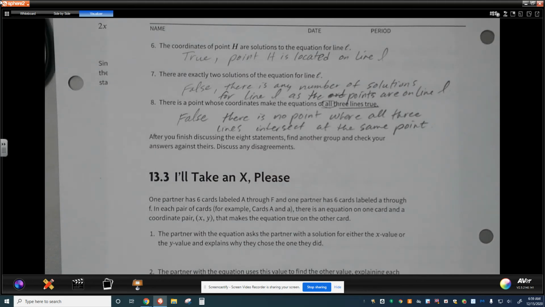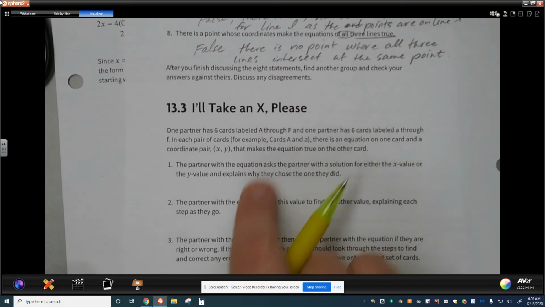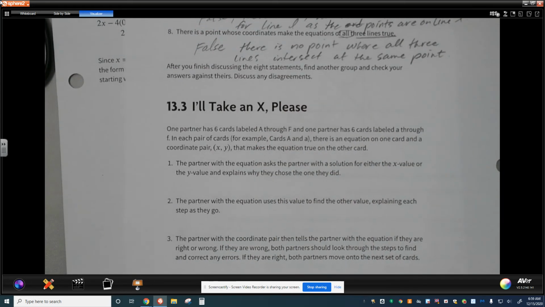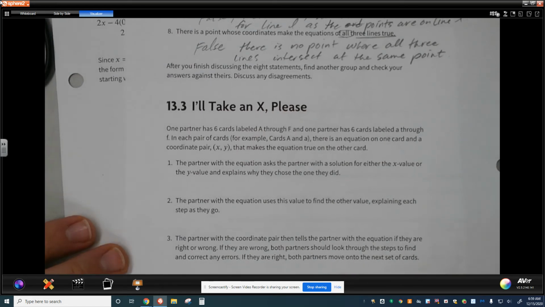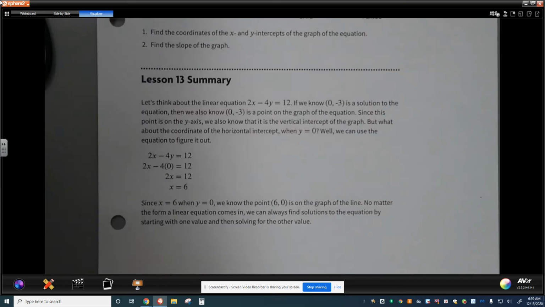After you finish this discussion, the statements, it would be really cool if we could do this in a group work, but it doesn't look like that's going to be the way we can do it. The next section talks about, "I'll take an X please," meaning that we would have some partners and go through and do some work with that. Again, given the nature of our class, we're just not going to be able to do that. So that's really it for our lesson today.